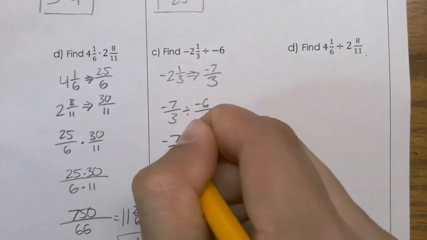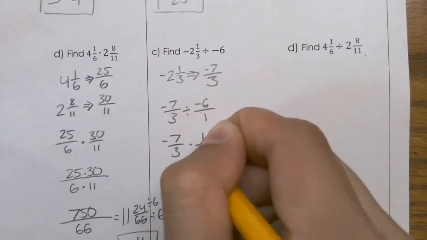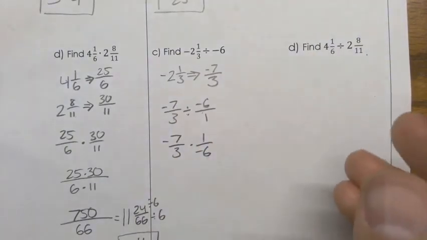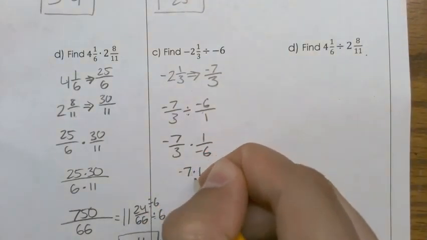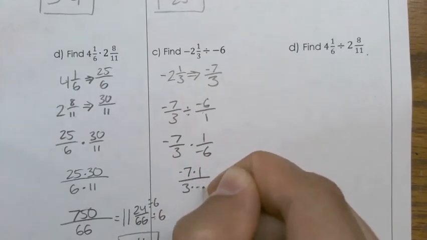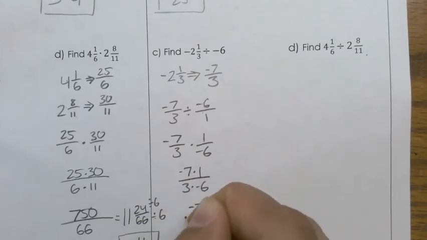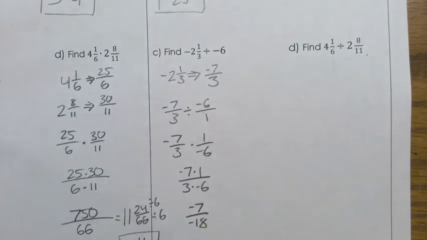And we multiply. -7 multiplied by 1, 3 multiplied by -6. -7's on top, -18 on the bottom. Negative divided by negative. That gives me a positive overall.